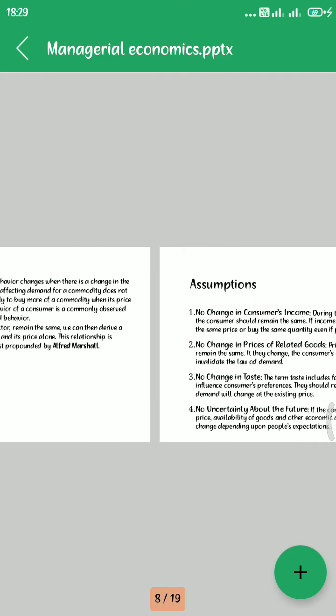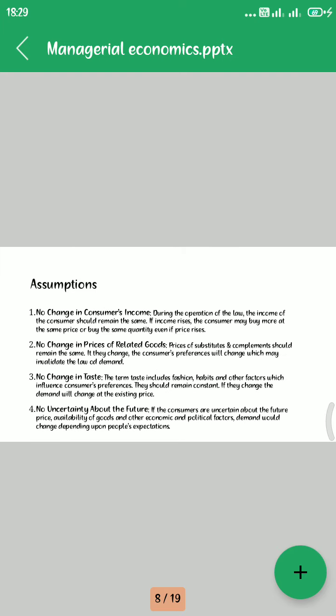Assumptions. First, no change in consumer income. During the operation of the law, the income of the consumer should remain the same. If income rises, the consumer may buy more at the same price, or buy the same quantity even if the price rises.